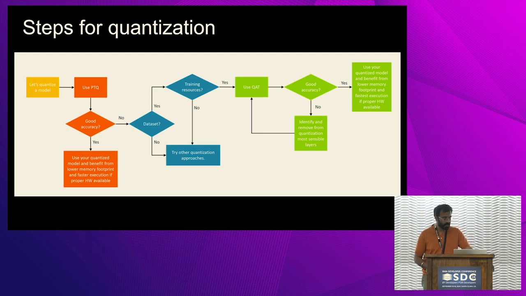Let's say you decide to quantize a model, and you use post-training quantization. If it gives you good accuracy, then you just stick with it. If not, you go back and check whether you have a data set or not. If you have your data set and your training resources, you use quantization aware training. And if you still do not get good accuracy after quantization aware training, you use fine-tuning to make up for the accuracy loss.